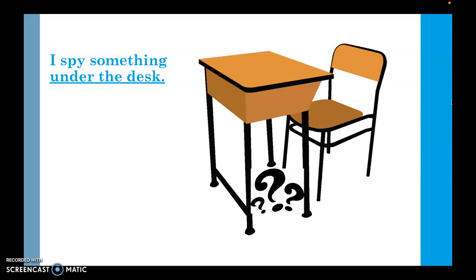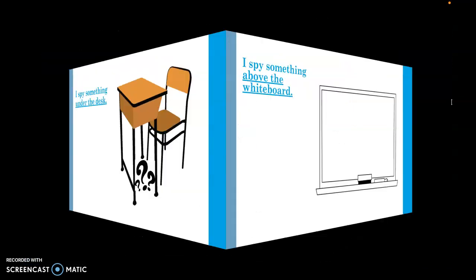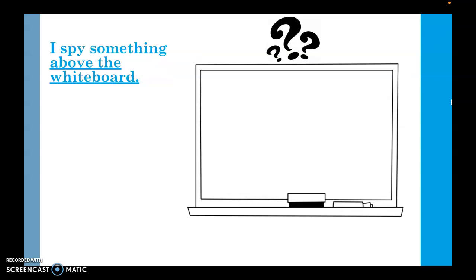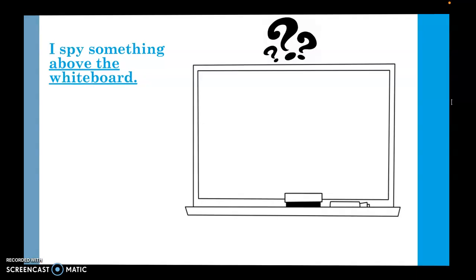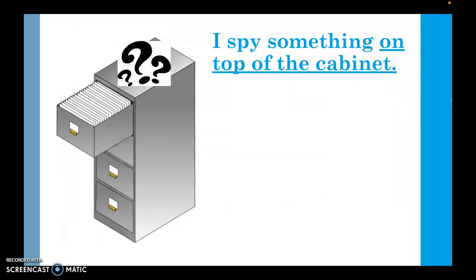I spy something under the desk. Under the desk is the prepositional phrase, while under is our preposition. I spy something above the whiteboard. Above the whiteboard is our prepositional phrase. I spy something on top of the cabinet. On top of the cabinet is our prepositional phrase.